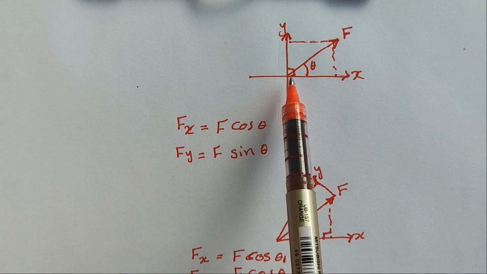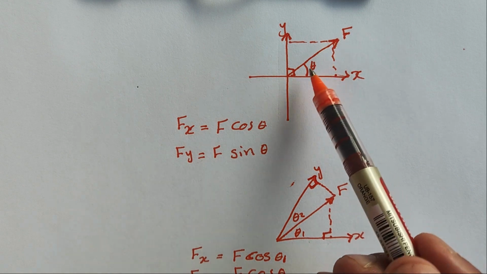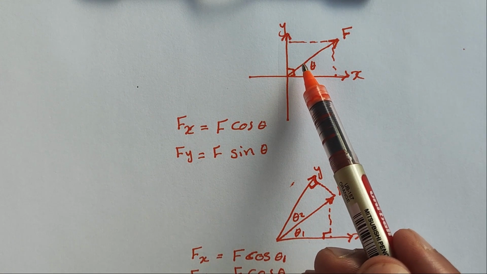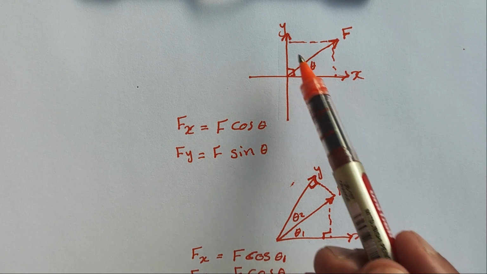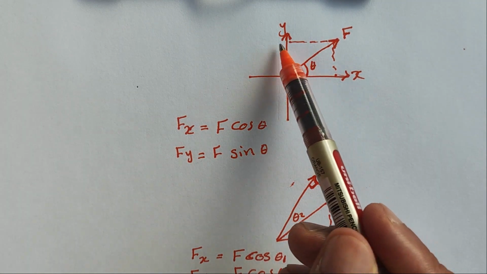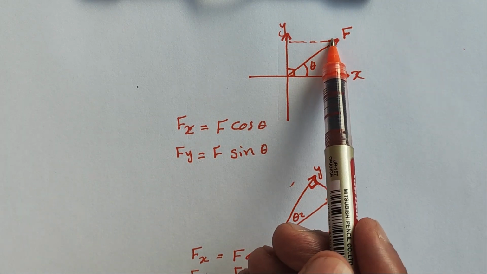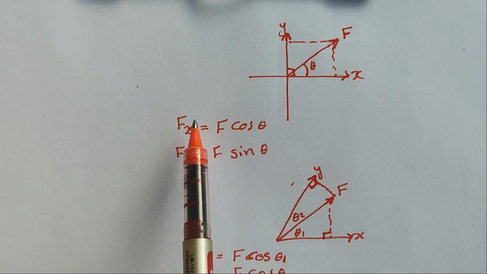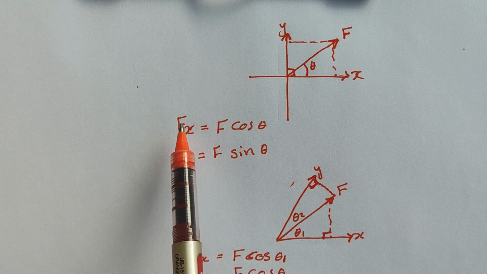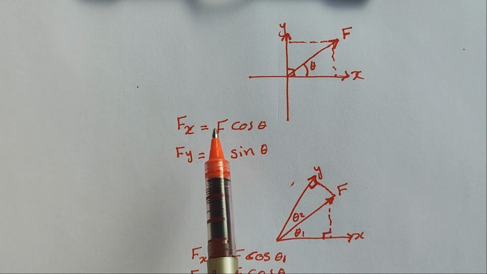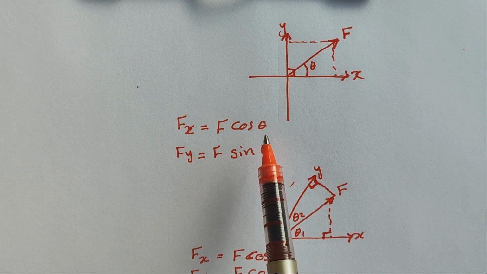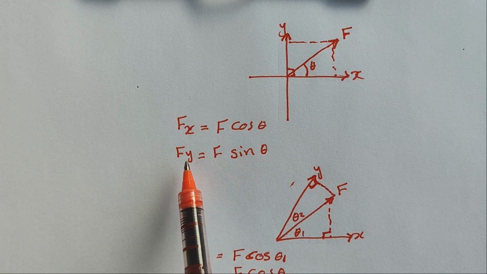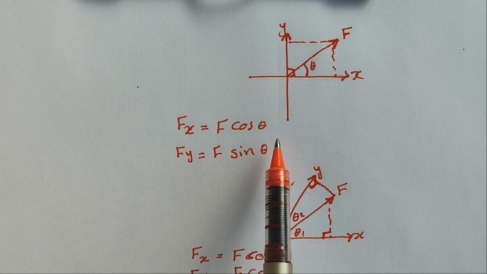So if we have two perpendicular axes and we've got the force applied, that force is making an angle theta between the axis or between the component of the force. Now we were able to resolve that force into two components by taking the component on the x-axis, the force along the x-axis, equal to F cos theta, and the component along the y-axis equal to F sine theta.